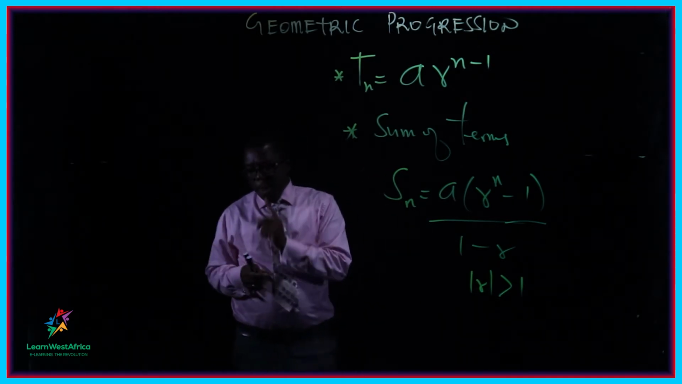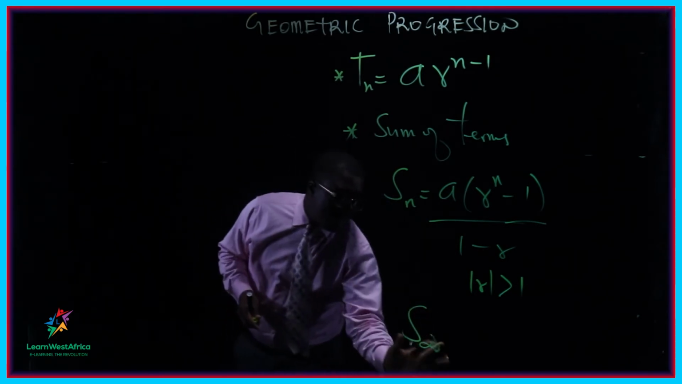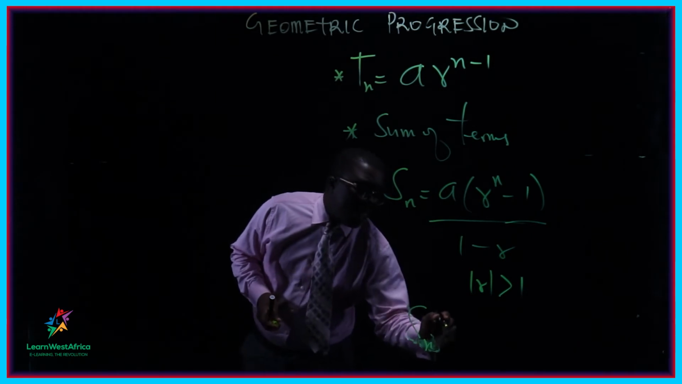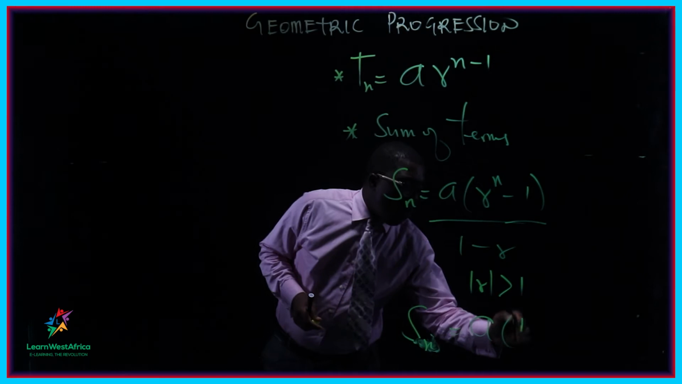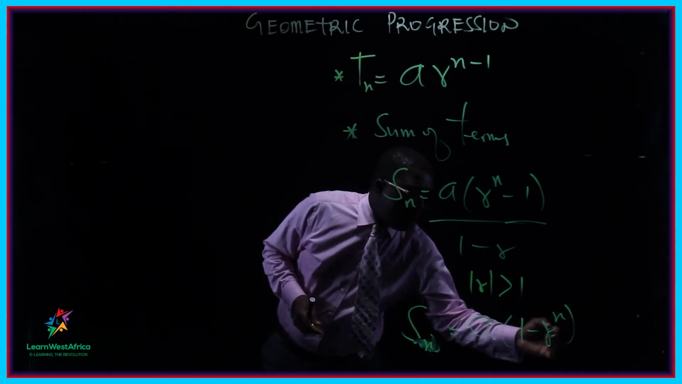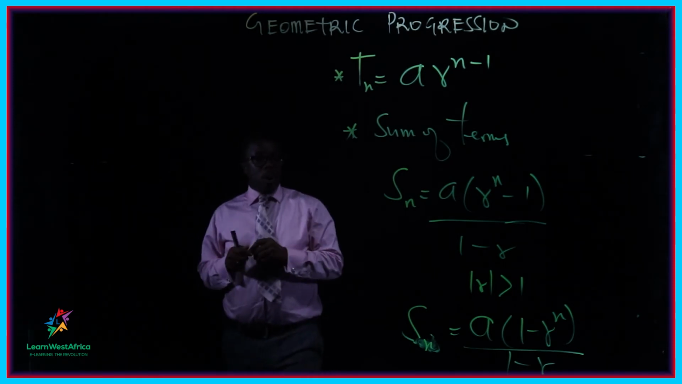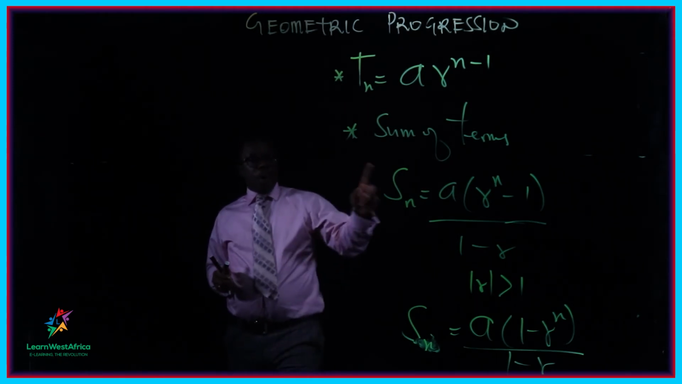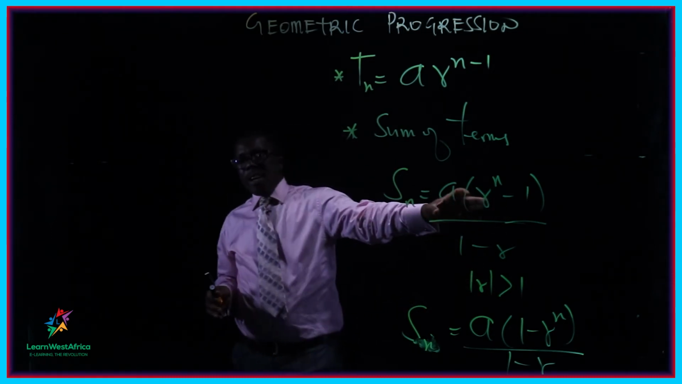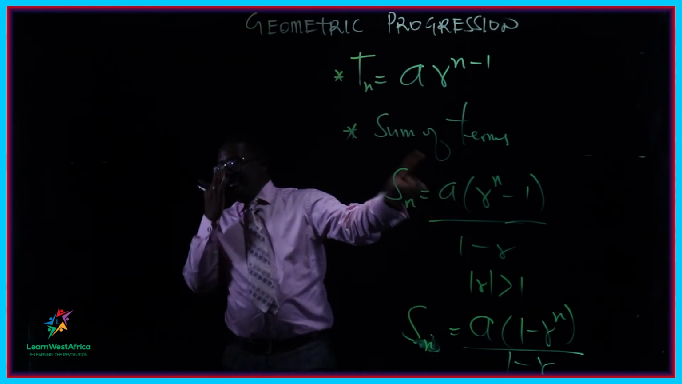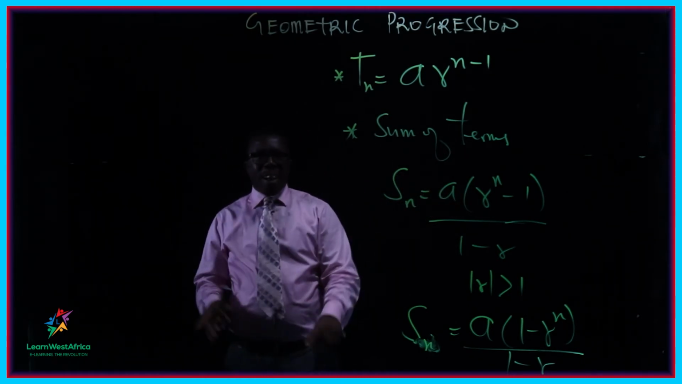number of terms. However, if the common ratio is less than 1, Sn, you are going to write A into bracket 1 minus R to the power n, closed, over 1 minus R. Hope you're okay with that. So watch the difference. When your common ratio is greater than 1, your R comes first. However, if the common ratio R is less than 1, the 1 will come first.